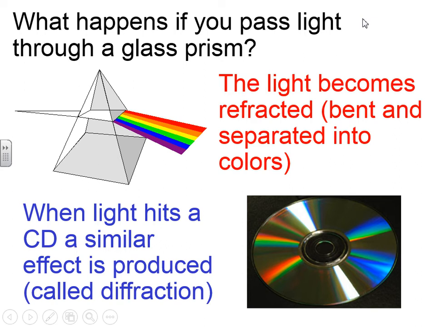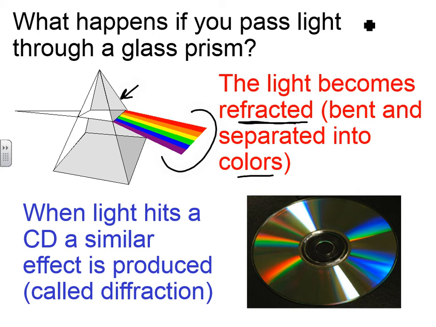Now, if you take light and pass light through a prism, a very interesting thing happens. This has actually been done quite a while ago by Isaac Newton, and he saw that light being passed through a prism comes out in the colors of the rainbow. And this was our first insight into the fact that white light is composed of individual sections, individual regions. And so this is called refraction. Light becomes refracted, technically bent and separated into colors.